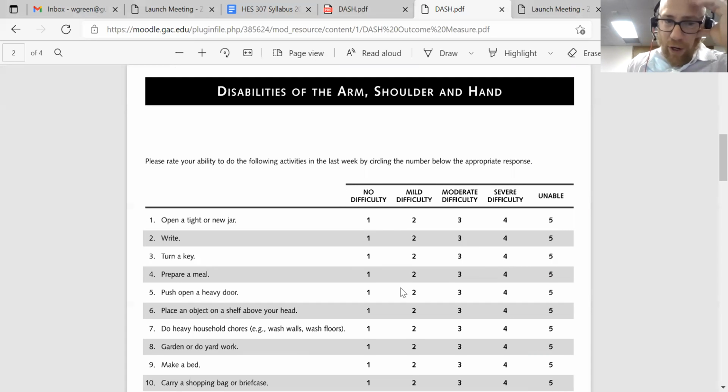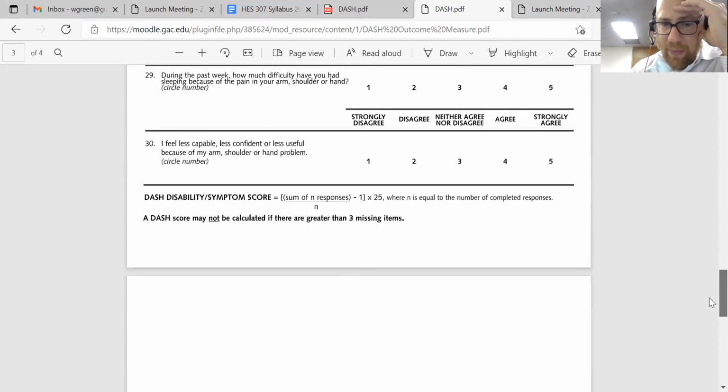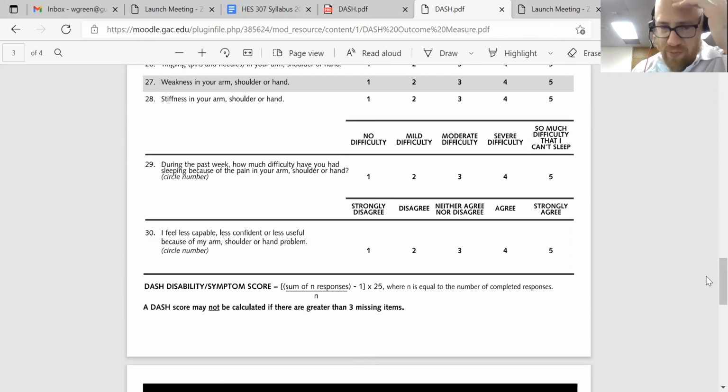They're going to go through this form and rank everything from 1 to 5. Opening a jar, they have severe difficulty, so they're going to score that a 4. Writing, mild difficulty, only a 2. Turning a key, and so on and so forth. That will give us a score down here at the bottom. There are also instructions posted about how to score this. Now, a really cool link, by the way.